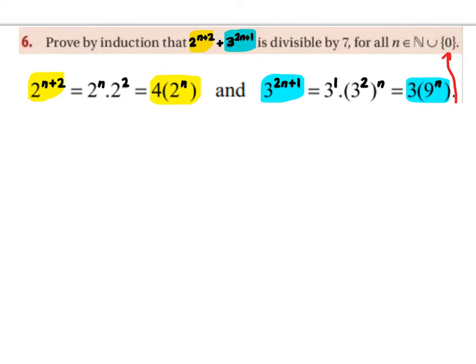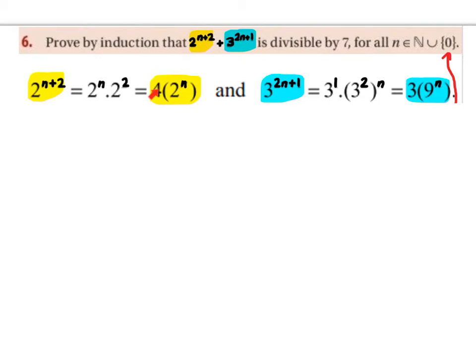So then we have 3 to the power of 1 is just 3, so that's where that 3 comes from there. And 3 squared is 9, that's where that 9 comes from, and that's raised to the power of n. So we have 4 times 2 to the power of n, and then 3 times 9 to the power of n. So they're in a similar format, and that's going to help us out as we move through the question. So that's what we wanted to do. We started off with these two terms, and we rewrote them until they were simplified, and also until they were quite similar.